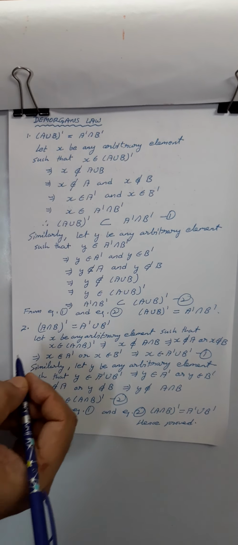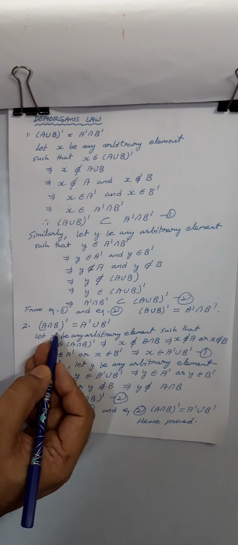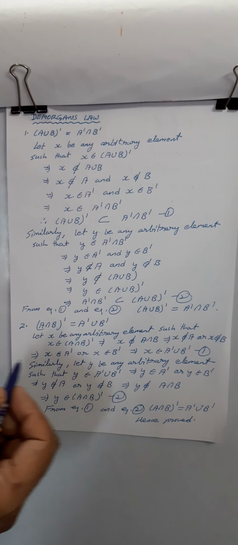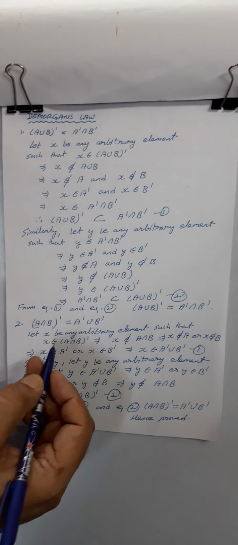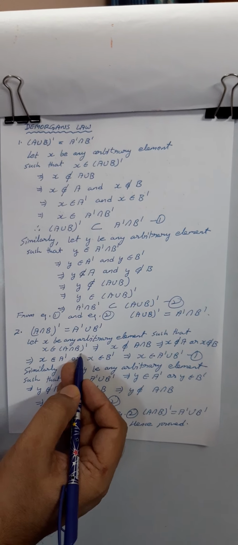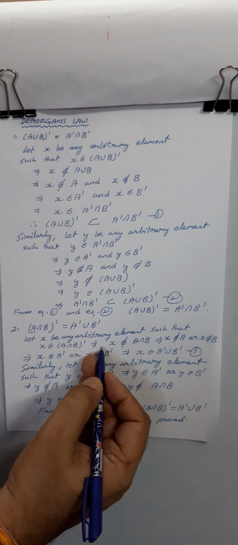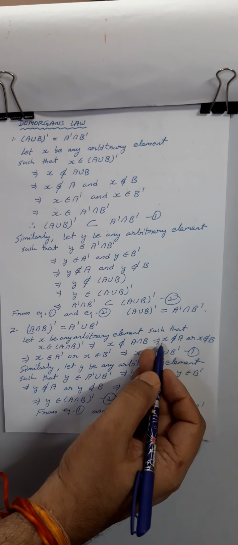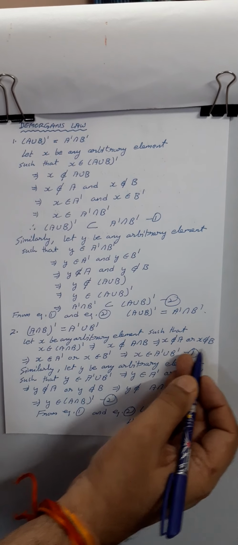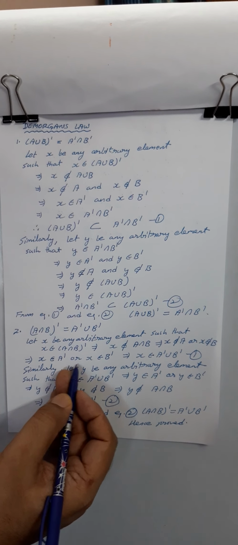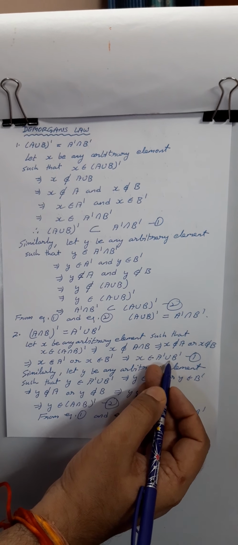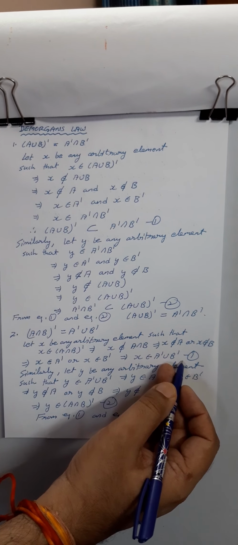Now coming to the second law: the complement of A intersection B is equal to the complement of A union the complement of B. The same way I will be doing this also. I have taken x as any arbitrary element such that x belongs to the complement of A intersection B. It means x does not belong to A intersection B. It means x does not belong to A or x does not belong to B. So it means x belongs to A dash or x belongs to B dash, which implies x belongs to A dash union B dash. So this is the first equation.